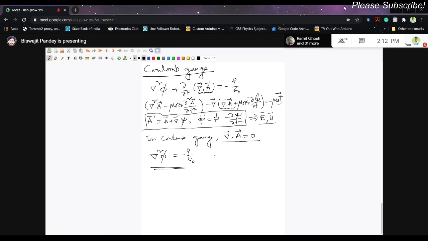The Green's function solution for this equation is well known. So phi as a function of, say, r and t, in the Green's function method you write it this way: 1 over 4 pi epsilon naught, then rho of r prime and t, this is the source, and then you have this function 1 over |r minus r prime|, where r prime is the source coordinate, and r is the field point where you are calculating the potential at time t.